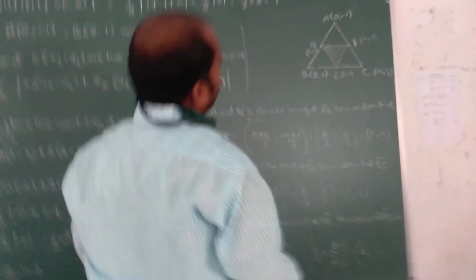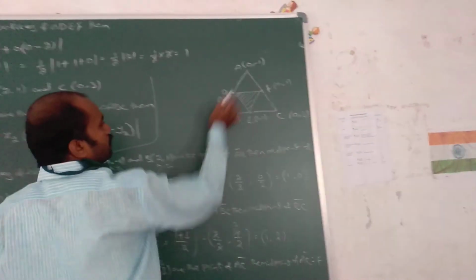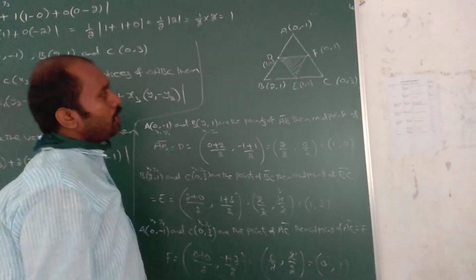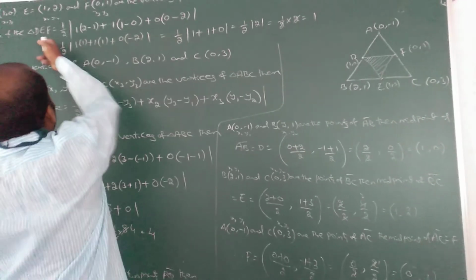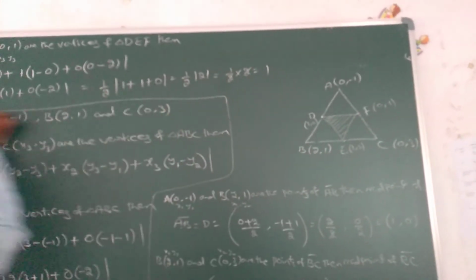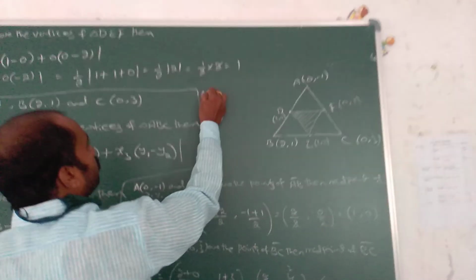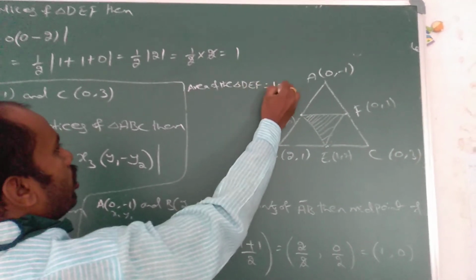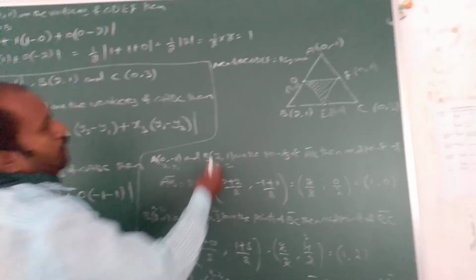Okay. Now you find the ratio. Which ratio? First, the given triangle ABC: the area of triangle ABC and the area of triangle DEF. Both areas you get. Here the area of triangle DEF is 1 square unit. That is what you get. Now you find the ratio.